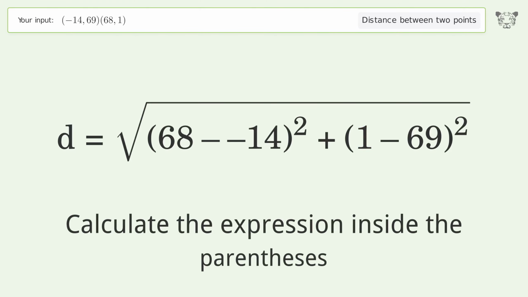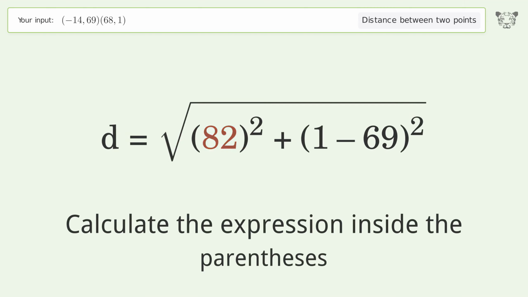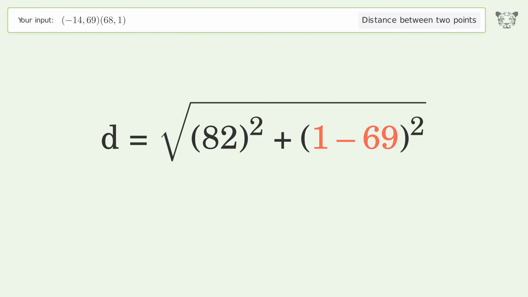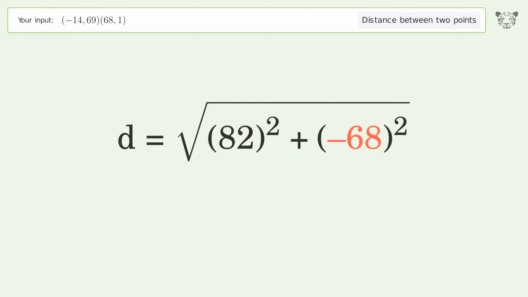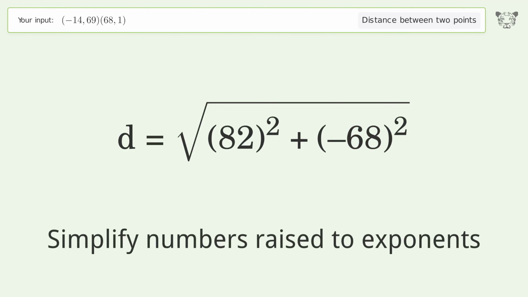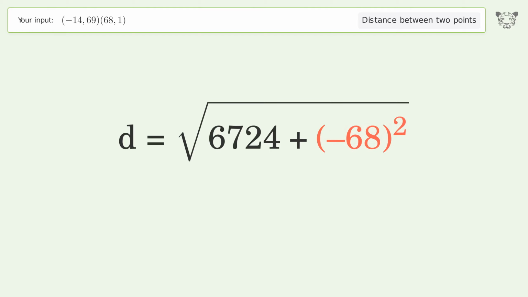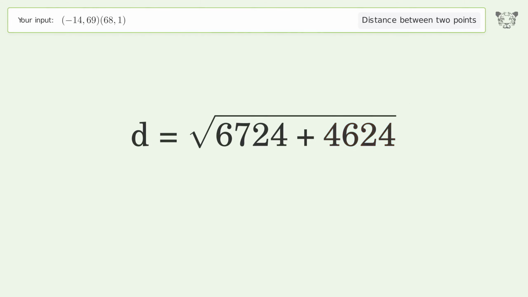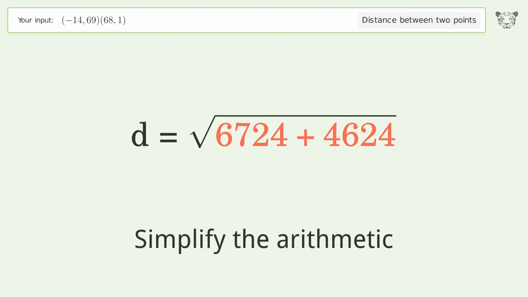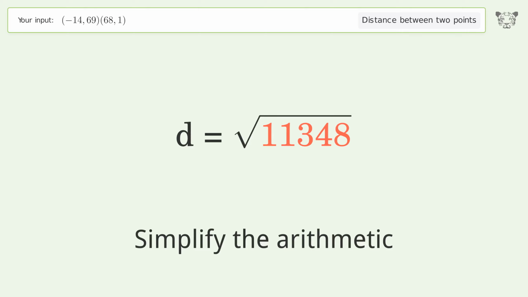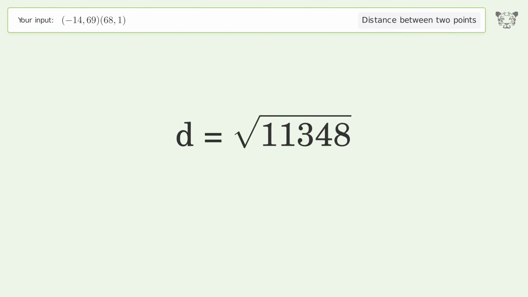Calculate the expression inside the parentheses. Simplify numbers raised to exponents. Simplify the arithmetic. And so the distance between the 2 points is the square root of 11,348, or 106.527.